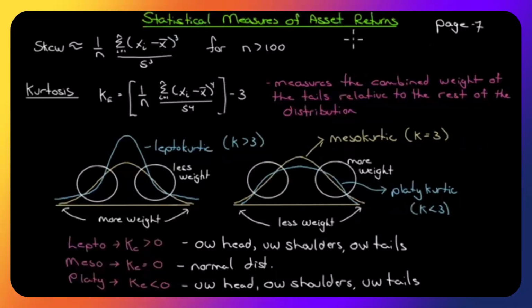For the variance, we squared the deviations. It was the sum of the squared deviations. Skew is the sum of the cubed deviations divided by the standard deviation to the power of 3 multiplied by 1 over n. For a normal distribution, a symmetrical distribution, the numerator here will be 0. So a normal distribution will have a skew of 0.